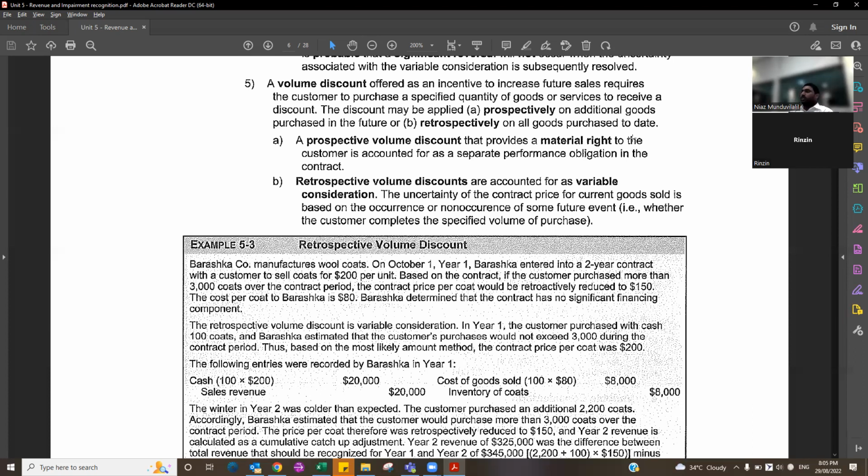So now, how are you going to calculate this discount? What if you purchase 6,000 units? What is your discount amount? What if you couldn't complete 5,000 units? What will be your discount? Clear?